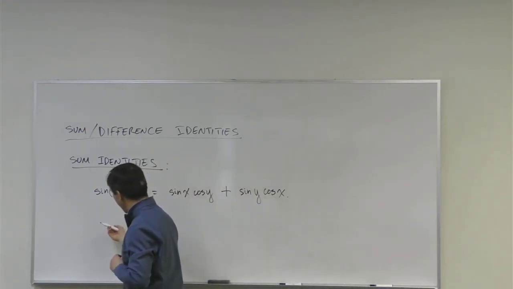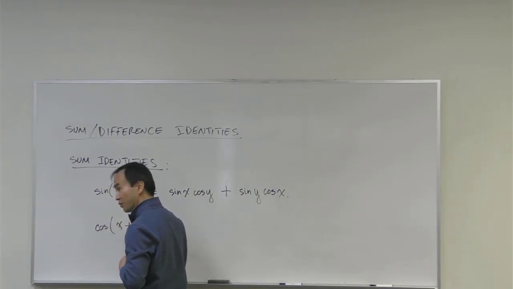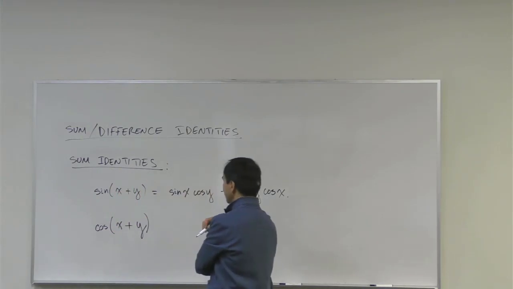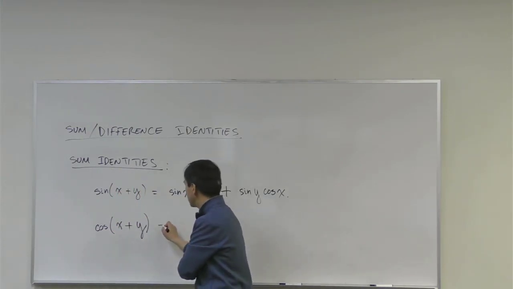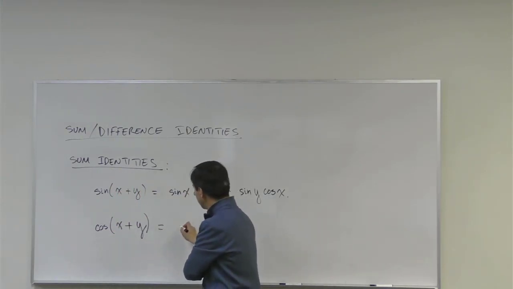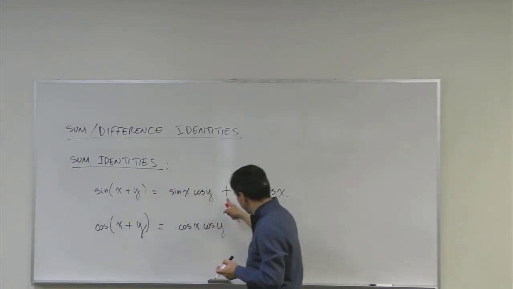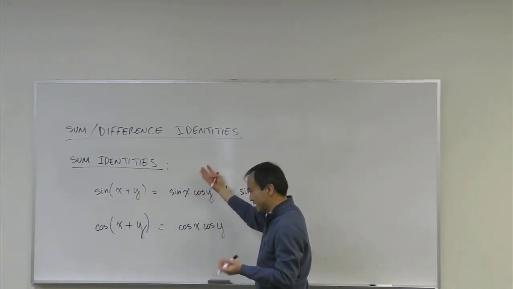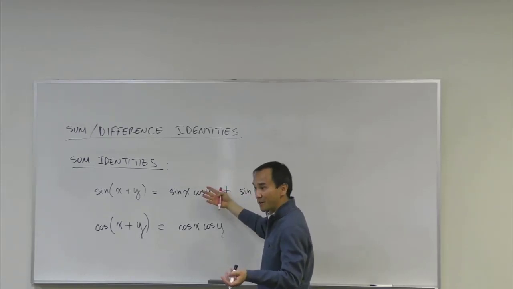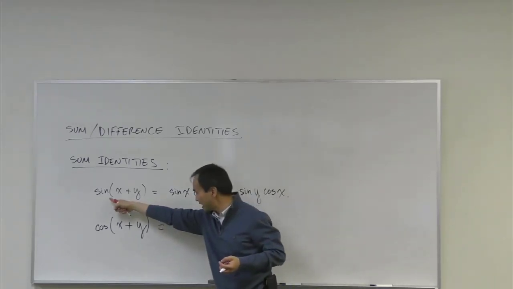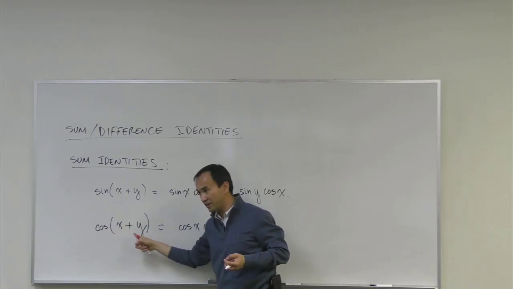Same way right here, cosine. When you take cosine of a sum, x and y are again two different angles, then we have cosine of x times cosine of y. I call it an identity, but it's more like the formula to use when we're taking the sine value of a sum or the cosine value of a sum right here.